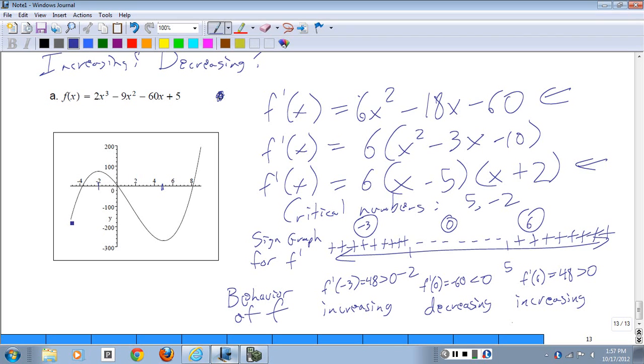So where f prime is positive, from negative infinity, basically negative infinity to -2, f is increasing. And where f prime is negative, from -2 to 5, f is decreasing, and from 5 to positive infinity, f is increasing.